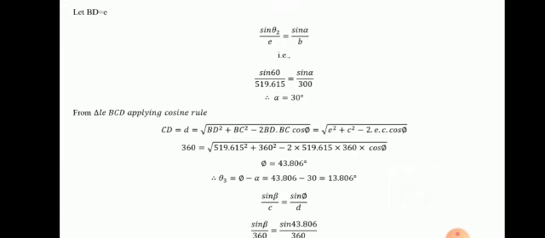From triangle BCD, applying the cosine rule, CD is equal to the square root of BD square plus BC square minus 2 BD BC cos phi. Phi can be calculated from this formula. Theta 3 is equal to phi minus alpha. You can calculate theta 3. Now sin beta by C, sin phi by D, and get the C and D values.